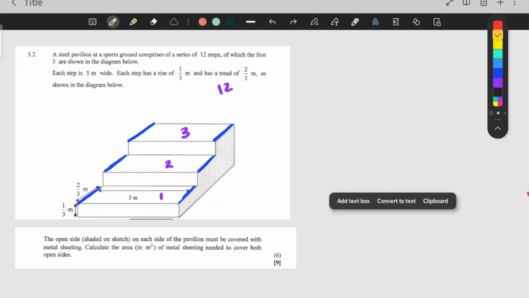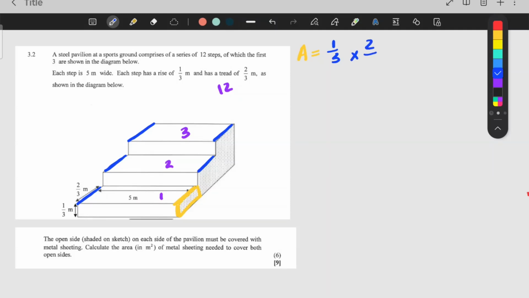Let's start. So this part over here, that's a rectangle, eh? So we have to work out the area of step number 1, that part here. This part here is a third, and that part here is 2/3 of a meter. So to get the area of the first step, I'm going to say a third times 2/3, and that will give me 2 over 9. That's the area of the first step.